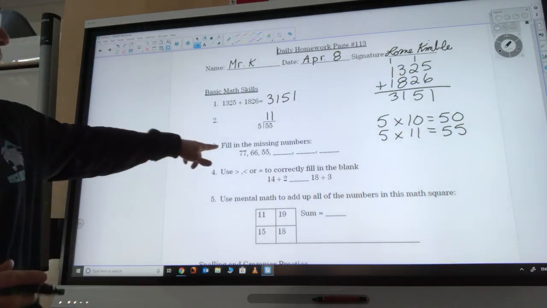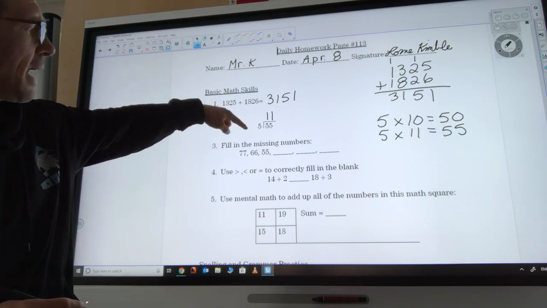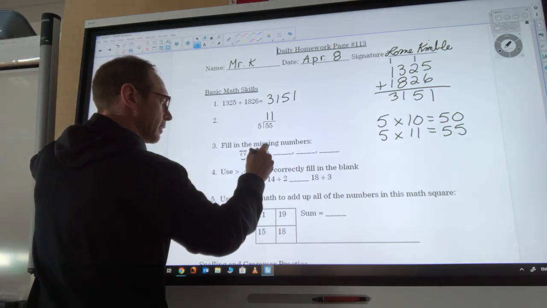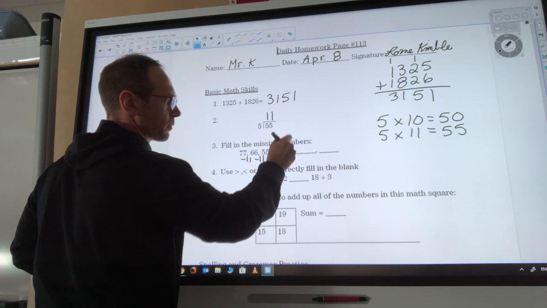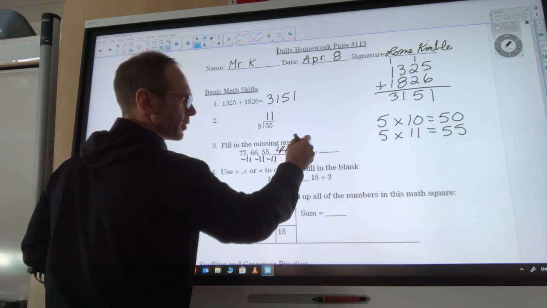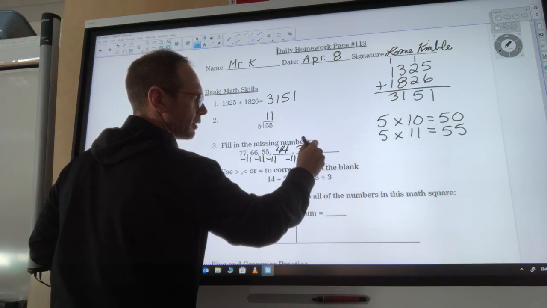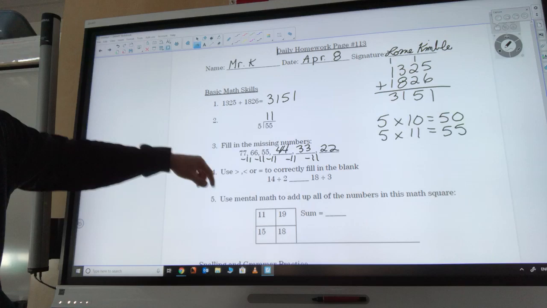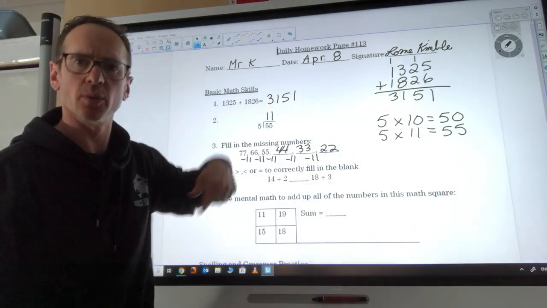Speaking of 11s, we are using a pattern here and it goes 77, 66, 55. What's happening each time here is we're actually subtracting 11. So 55 minus 11 would be 44. 44 minus 11 would be 33. 33 minus 11 would be 22. You could also just look at the pattern. It's double 7, double 6, double 5. So double 4, double 3, double 2 would make sense.